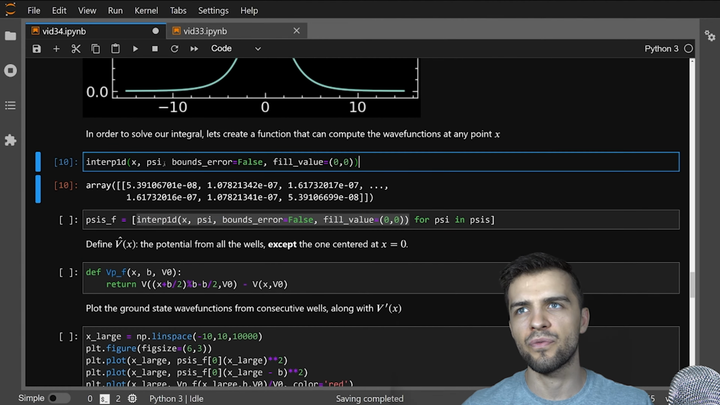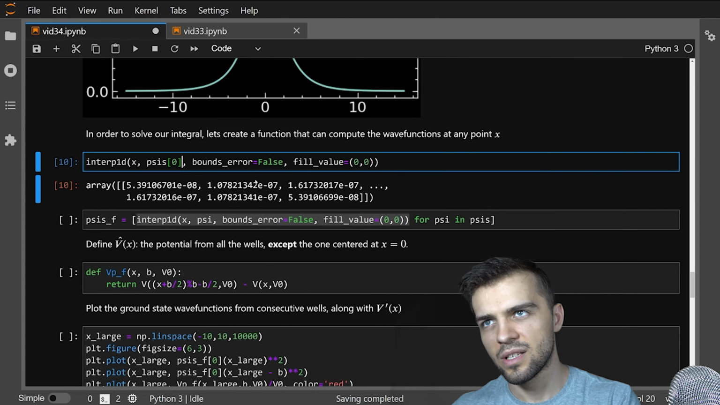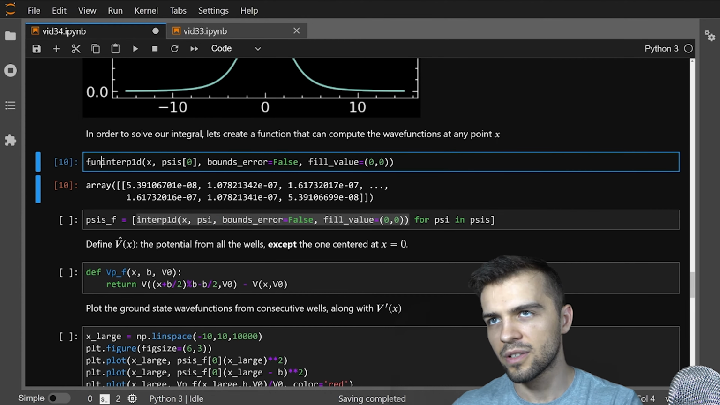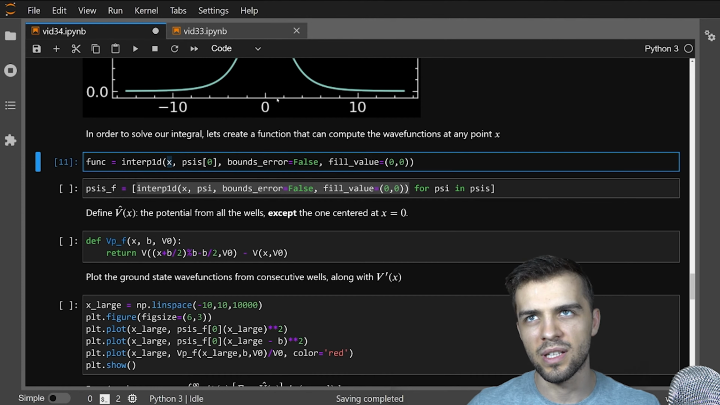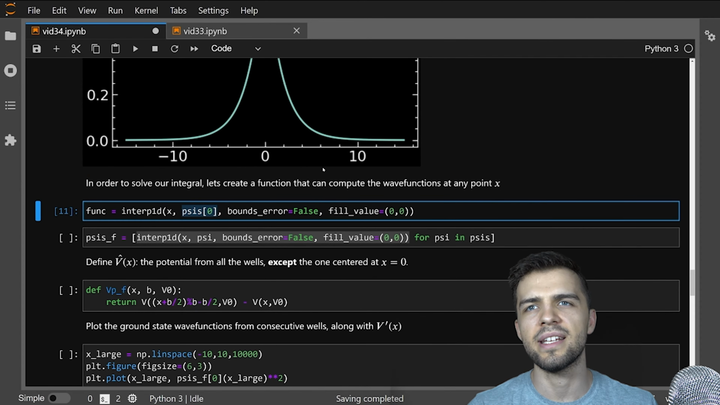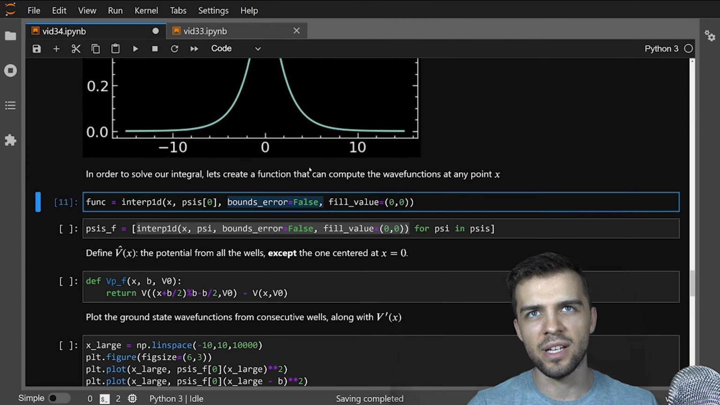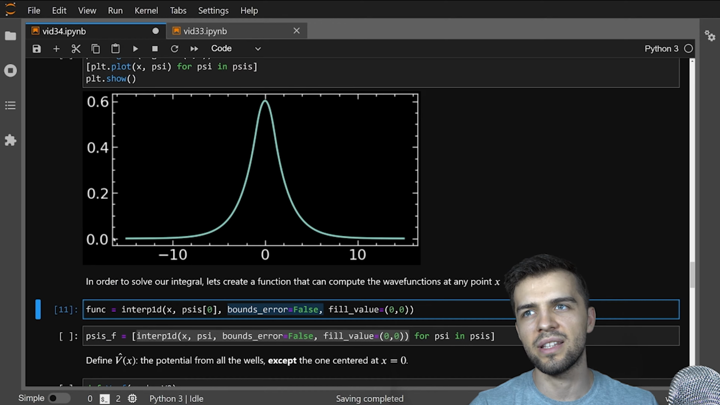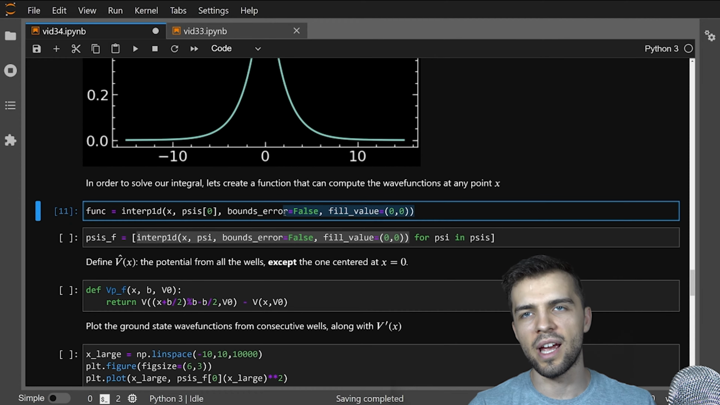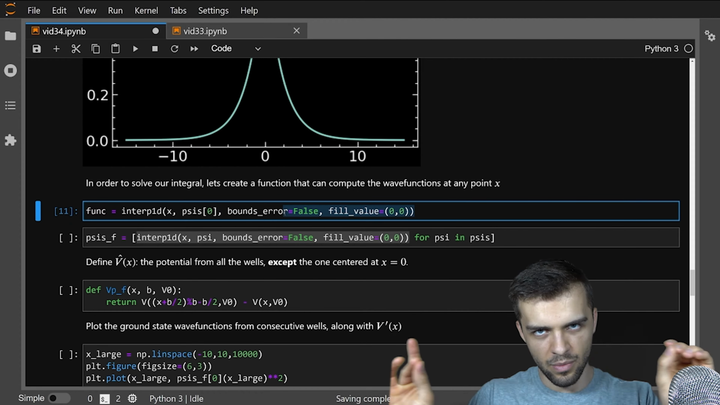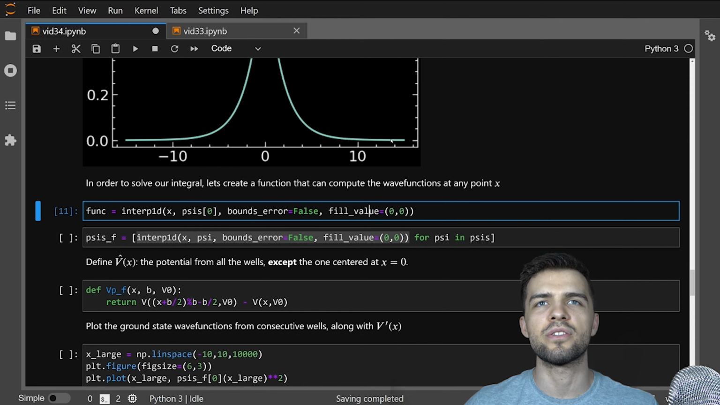But what I can do is, for example, interpolate my wave function. So I'm going to take my first value of size, 0, and I'm going to call this func. This gives me a function where I interpolate x, which is of course the domain, size 0, which is the range, the blue height here. I don't want it to give bounds errors. I want it so that if I'm outside this range, it returns 0. So it's not going to return an error if I give a value outside where it interpolated, and the fill values are going to be 0 and 0.